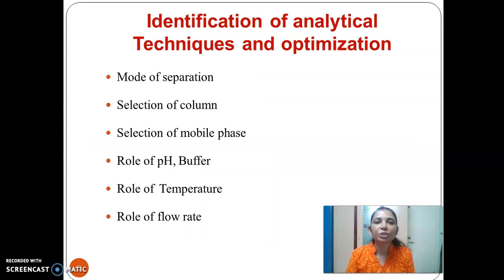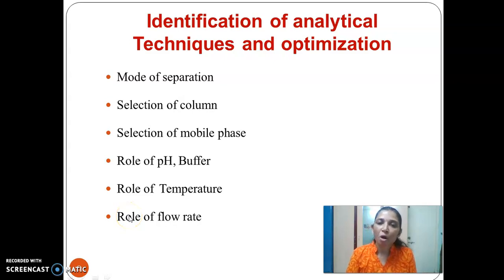Then the next step is identification of analytical techniques and their optimization. First you have to identify the analytical technique, whether HPLC, LC-MS, or another method. First we have to decide the mode of separation, that is, separation of drugs. If you select the HPLC method, then find out the selection of column and selection of mobile phase. We have to select the mobile phase depending upon the polarity of the drug. We can select different mobile phases like methanol-water, acetonitrile-water, or any other methanol or buffer. If you select a buffer, maintaining its pH is very important. Then the role of temperature: the temperature of the column is very important to maintain. Next, flow rate. You have to maintain the flow rate of the mobile phase.